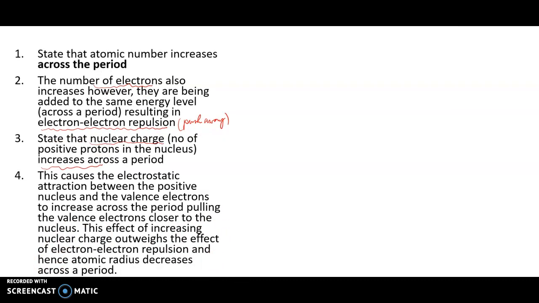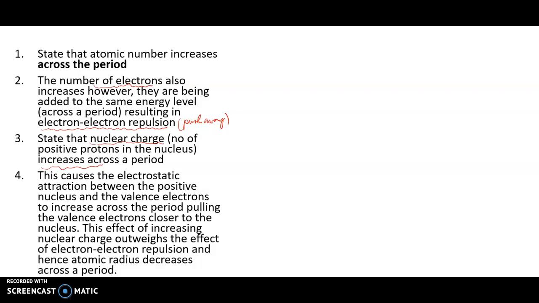All right, so we'll just go through this trend again. If you're asked to discuss atomic radius across a period, start with the atomic number, link that to the number of electrons, and say that the number of electrons is increasing, and each additional electron is being added into the same energy level. So that leads to electron-electron repulsion. However, at the same time, you're also increasing the number of positive protons in the nucleus as you go across the period. This means the nuclear charge is increasing.